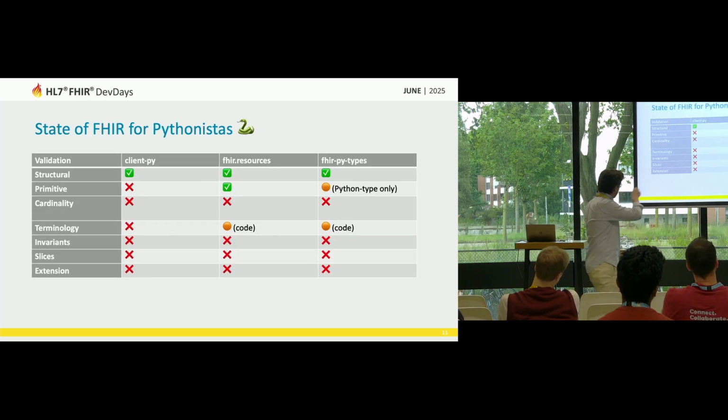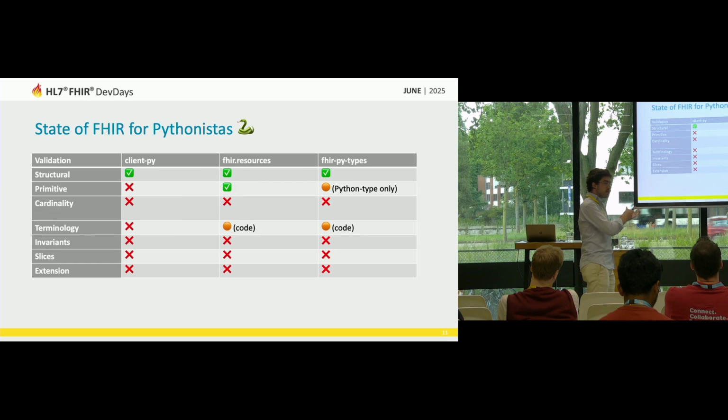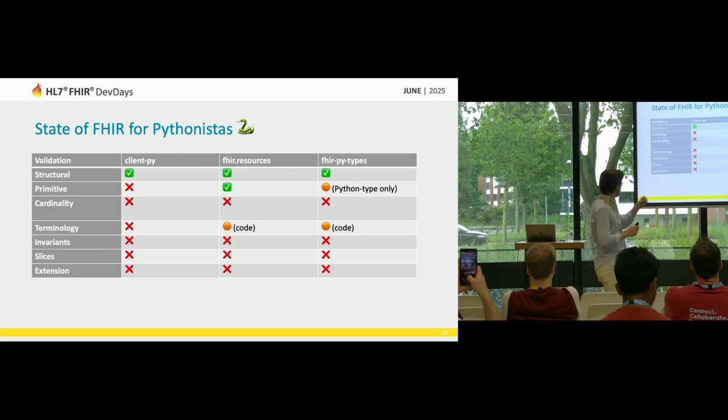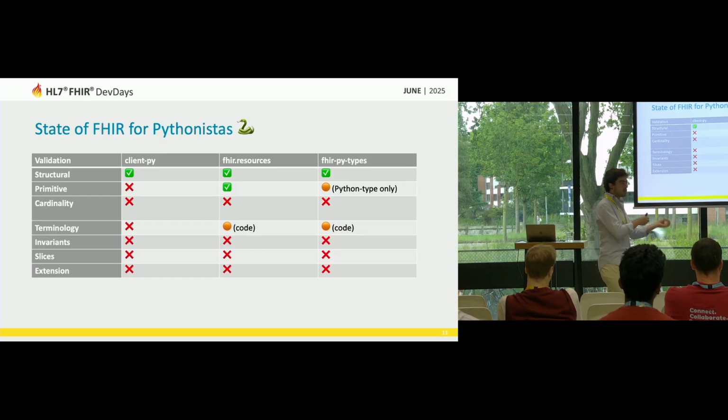So I've documented a bit the state of the libraries for FHIR in terms of validation on the one hand and type safety on the other hand. I think both libraries are doing very well on just structural validation, which means just checking if the fields are there. But when it comes to checking if the primitive types are correct, FHIR.resources is doing quite well, but FHIR PyTypes only checks if it's a string or an integer, but in FHIR we go much deeper.